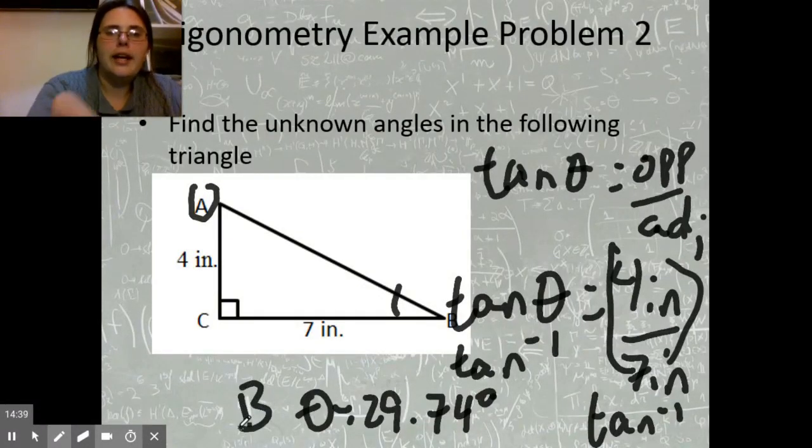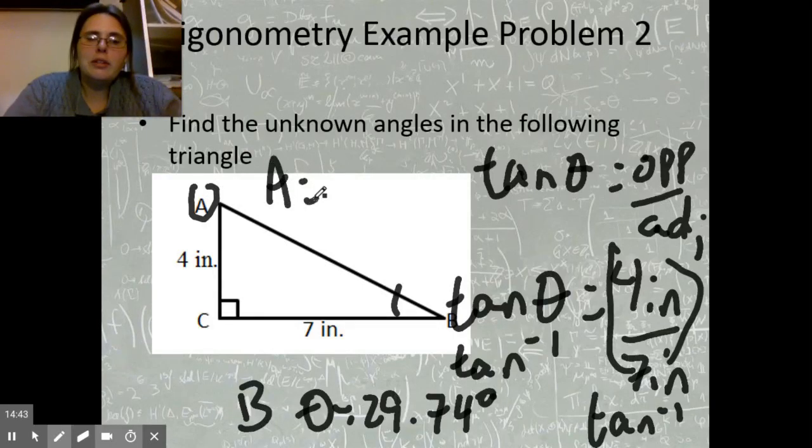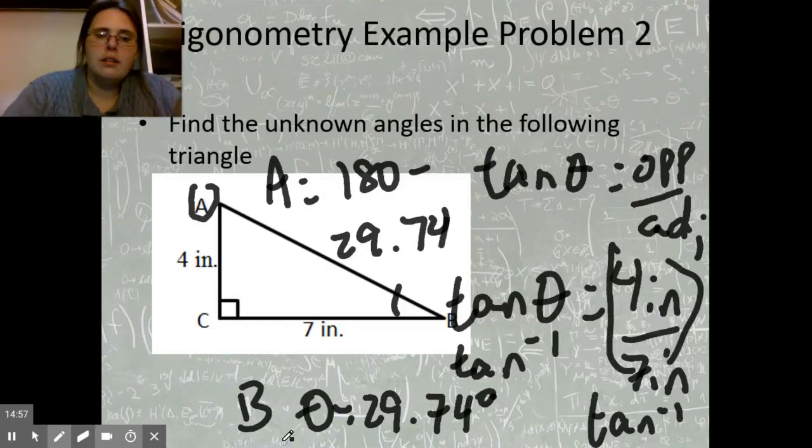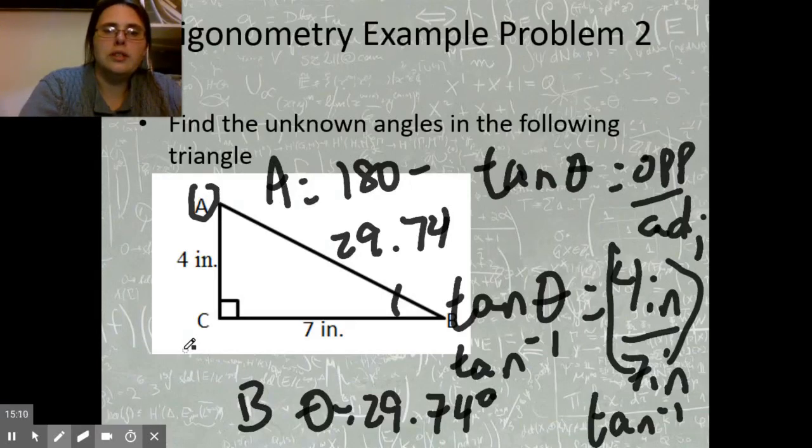And then to get angle A, we just have to remember that there are 180 degrees in a triangle. So we say 180 minus 29.74, and that's 150.26. And that's all I have for you today.